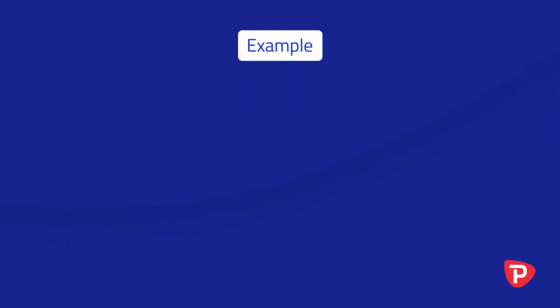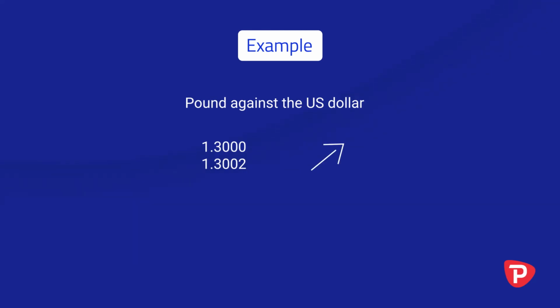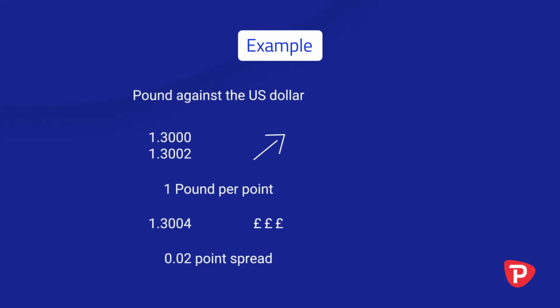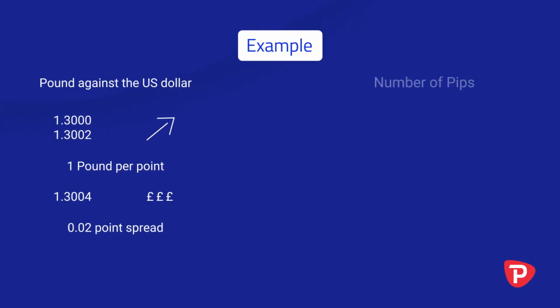So for example, if we've got cable, or pound against the US dollar, trading at 130.00, 130.02, and we believe that it's going up, of course we'd be buying off the offer price of 130.02, and I decide that I want to buy £1 a point. Now over a period of time we can see that the bid price has gone up to 130.04. Effectively, I can sell out at that level for a 2-point gain. In that situation, I multiply the amount of pips or points I've made by my initial stake, and that's my profit in the market.